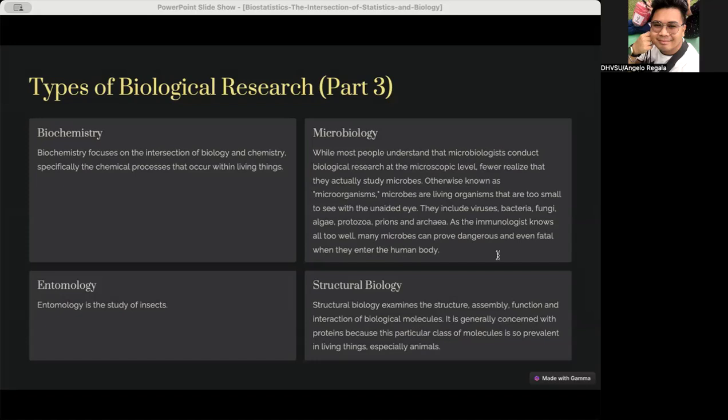Structural biology, on the other hand, examines the structure, assembly, and functions and interactions of biological molecules. Generally, we're concerned with proteins, because this particular class of molecules is so prevalent in living things, especially animals in the animal kingdom.